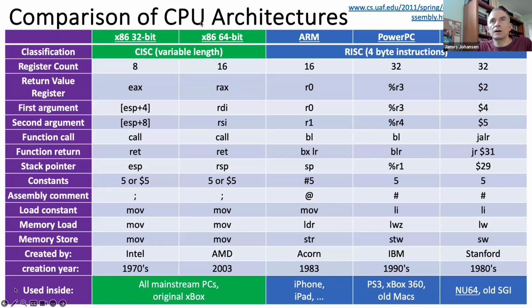First of all, let's look at a couple of CPU architectures. The two general categories are complex instruction set computing and reduced instruction set computing. And so this just gives you an idea. For example, for MIPS, there's 32 registers. For an ARM, there's 16. For the x86 64-bit, there's 16 registers, and so we can see that there's a variation between those.